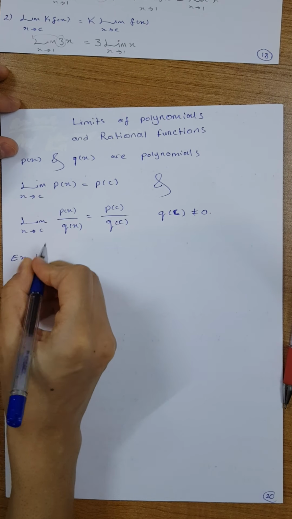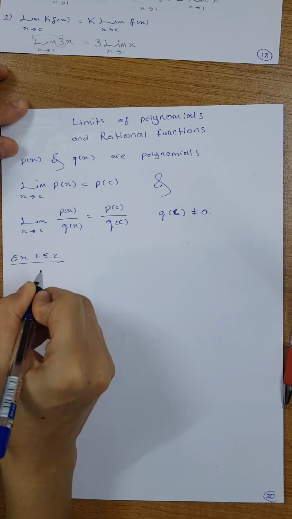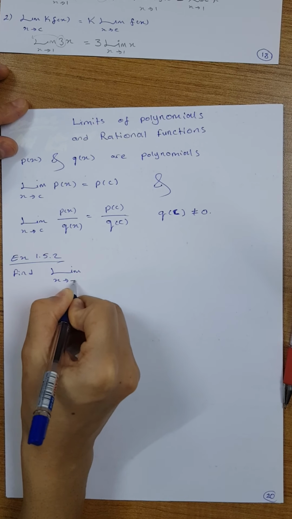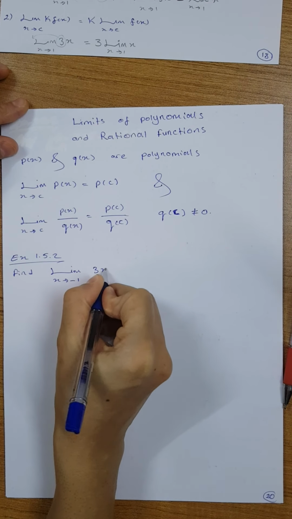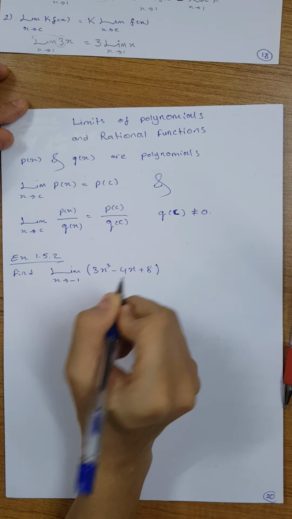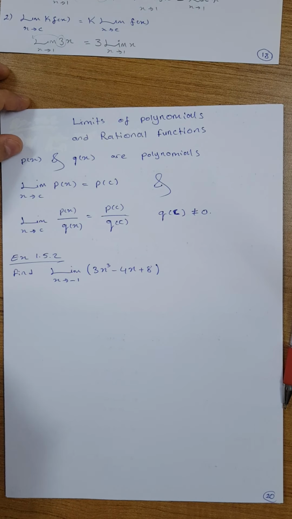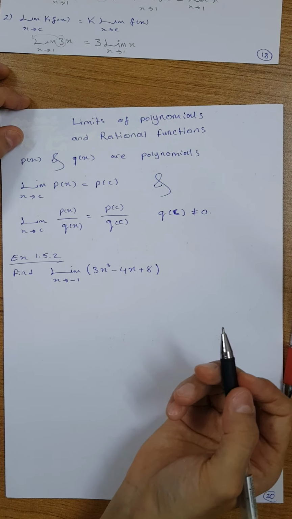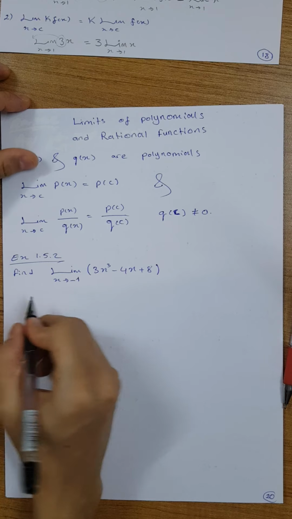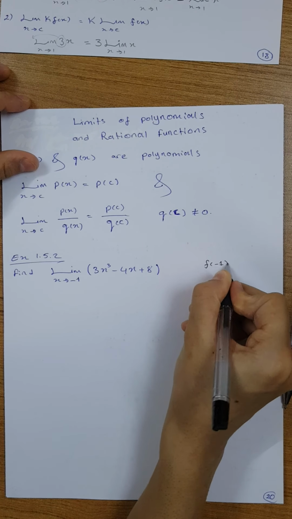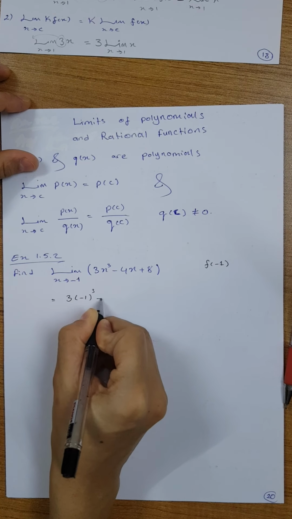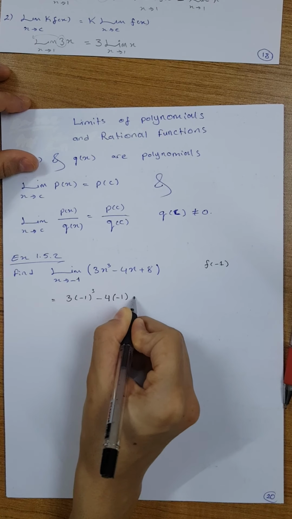Example 1.5.2. It says find the limit as x is approaching -1 of 3x to the power of 3 minus 4x plus 8. If you look at this one, that is a polynomial. A polynomial is not making a problem for you anywhere on the real numbers. So if I put -1 directly into here, what will I get? It's like I'm finding f of -1. So that one is equal to 3 multiplied by -1 to the power of 3 minus 4 multiplied by -1 plus 8.